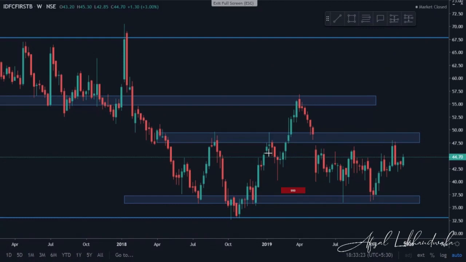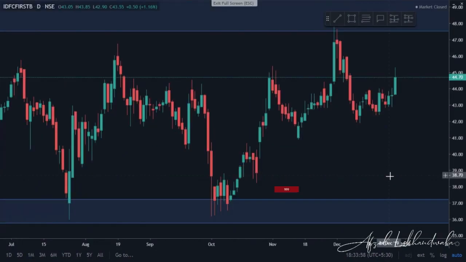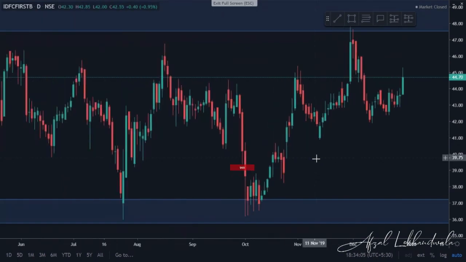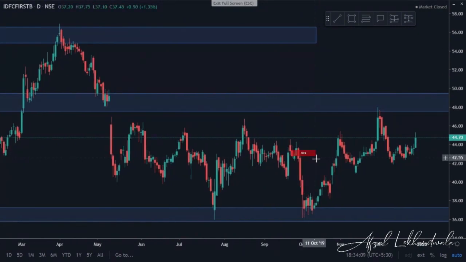Now let us come to the daily chart. We press comma and press D and hit enter. So this is the daily chart. On the top left side you can see the D, which means the daily chart. Let me zoom out to make a comfortable view. Now this view seems comfortable to me, so I'll stick to this.